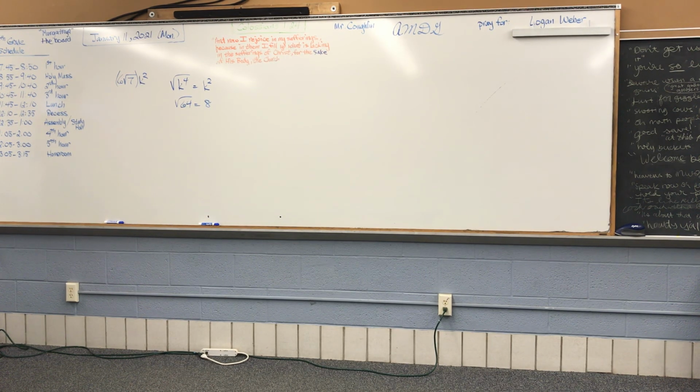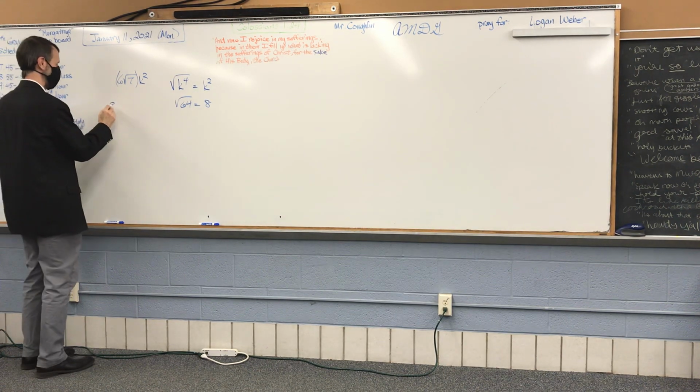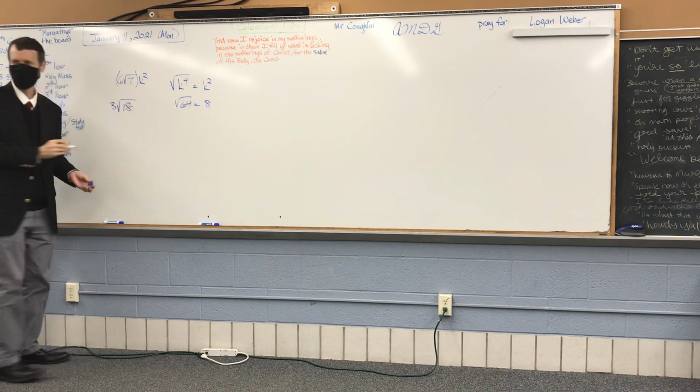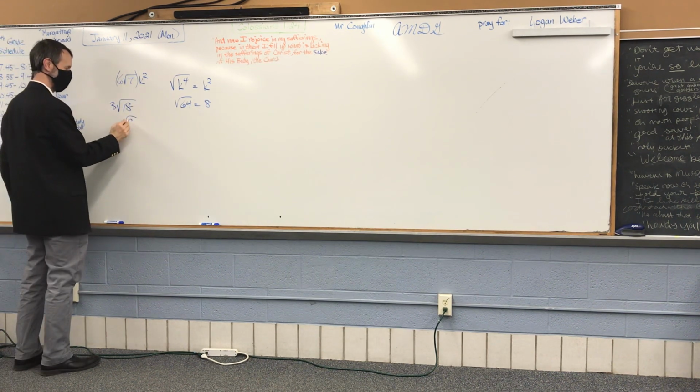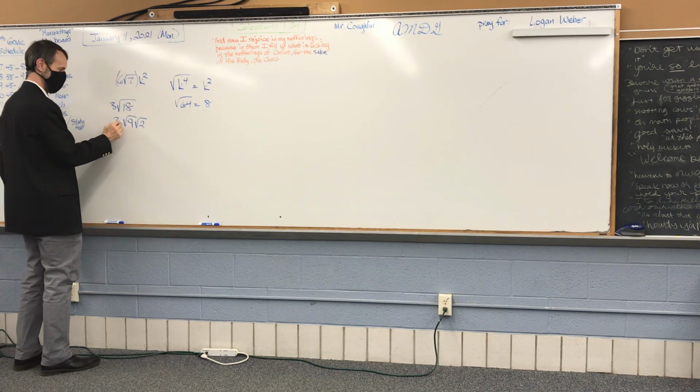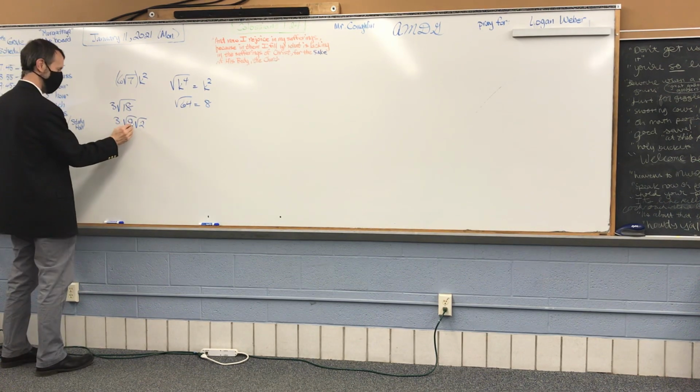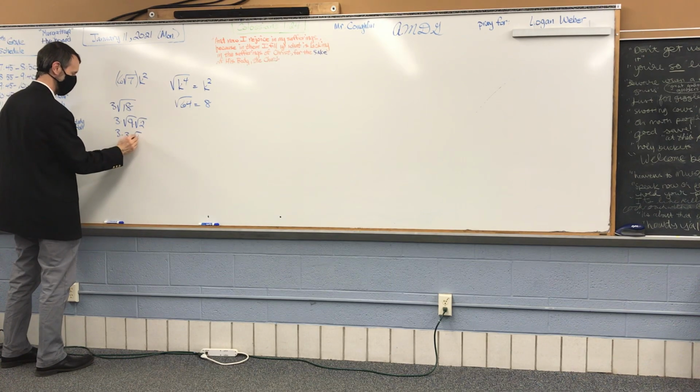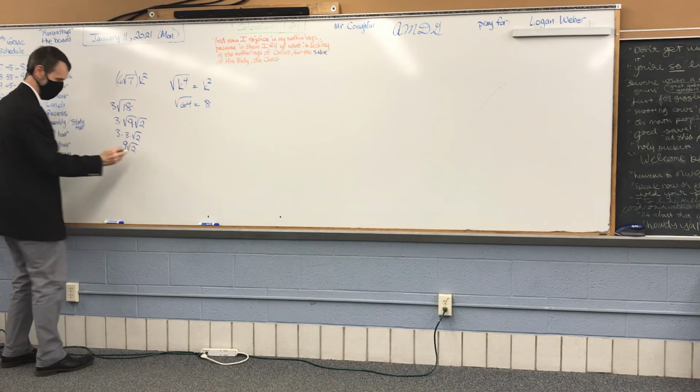How can radical 18 be 9 radical 2? It is not. It combines with something else. Radical 12 turns into, well, actually, just a second. Let me show you. 3 radical 18. Radical 18 is radical 9 times radical 2. 3 times radical 9 times radical 2 is 3 times 3 times radical 2, which is 9 radical 2.